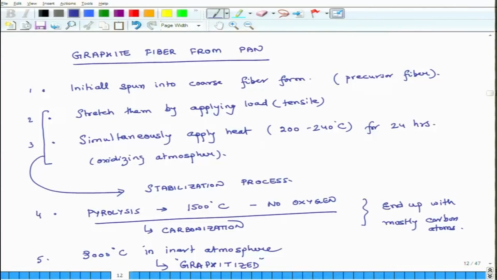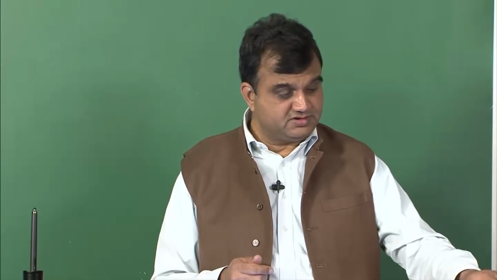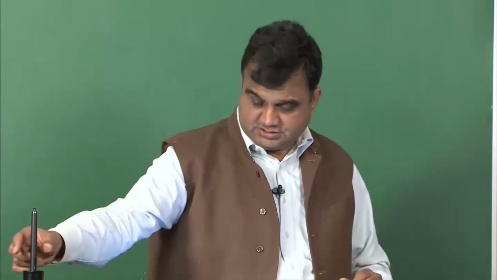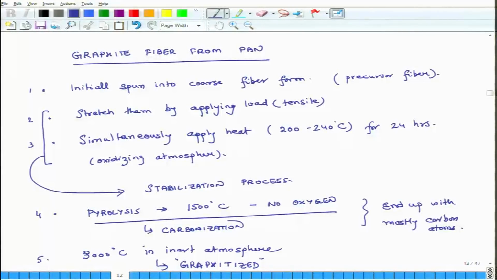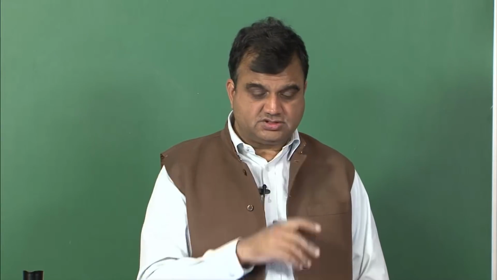So, at 1500 degrees it is just carbon, and if you try to pull it, it will be very weak, it will break. But then you subject it to 3000 degrees centigrade, and the heat drives the atoms into a graphite type of structure, because that kind of structure is stable at 3000 degrees, other structures are not stable. So, it goes into that kind of structure and you end up with graphite fibers. So, this is using PAN, polyacrylonitrile material. Okay. So, now we have some idea how graphite fibers are produced.